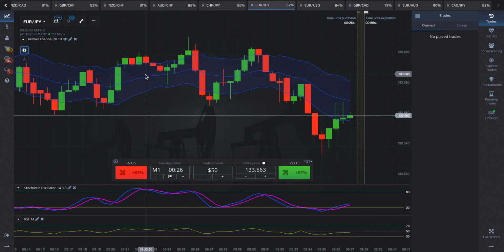That's what's known as a tweezer bottom. If this was a little longer, it would be considered a tweezer top. So always look out for those as well. That's what's going to help you out when you're doing the strategy.